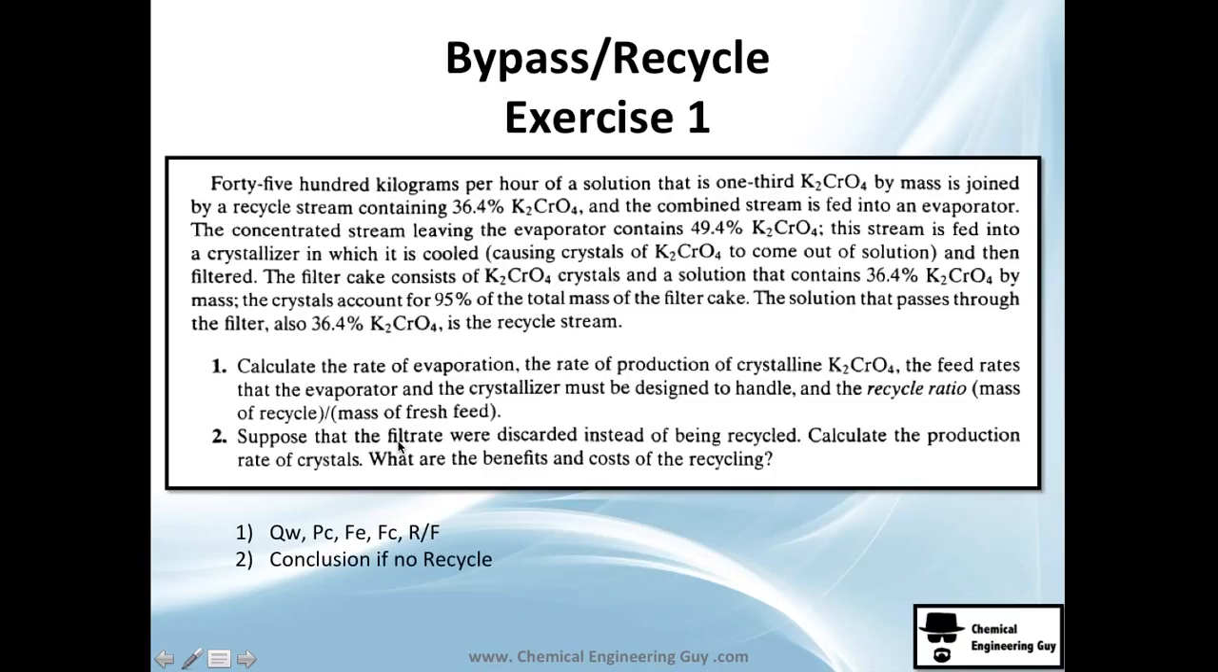So nice. Let's see an example. This is kind of large. 4,500 kilograms per hour of a solution of K, let's call this K, by mass, is joined by a recycled stream of 36% of K. Nice. The combined stream is fed into an evaporator. The concentrated stream leaving the evaporator contains, okay, we have another concentration of K. This stream is fed into the crystallizer.